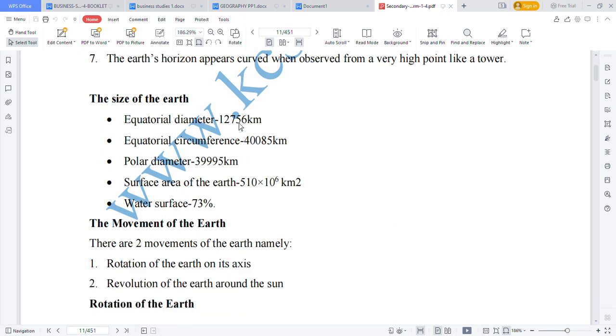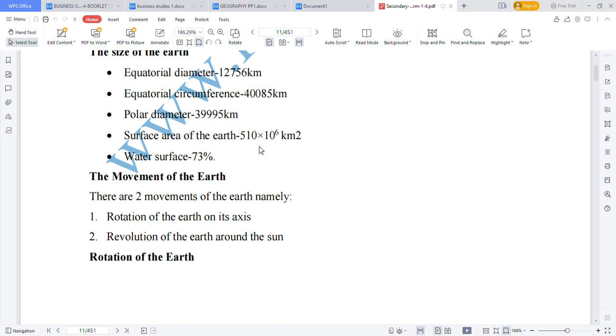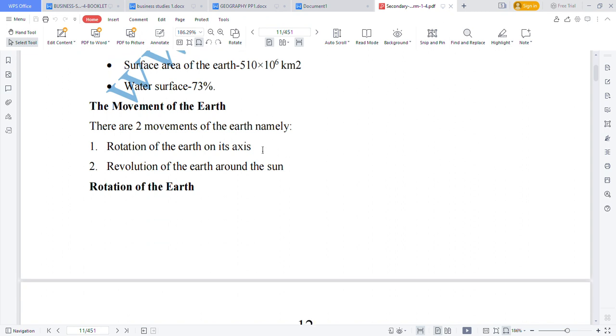So the size of the earth: you have equatorial diameter of 12,756, equatorial circumference of 40,085 kilometers. Polar diameter we have 39,995 kilometers. Surface area of the earth is 5.0 times 10 raised to power 6 kilometers square. Then water surface is 73%.